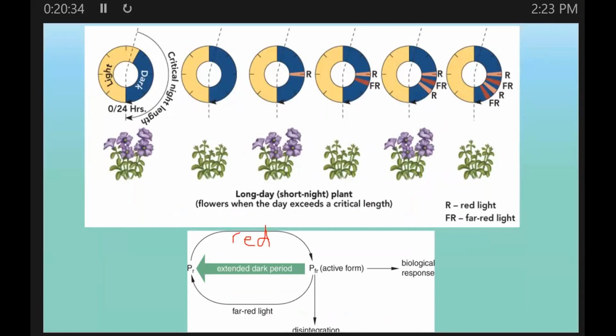So on the previous slide, red light. Is that clear before?